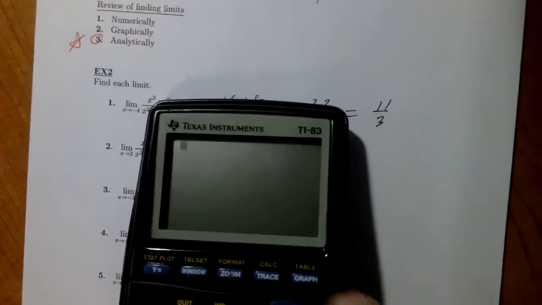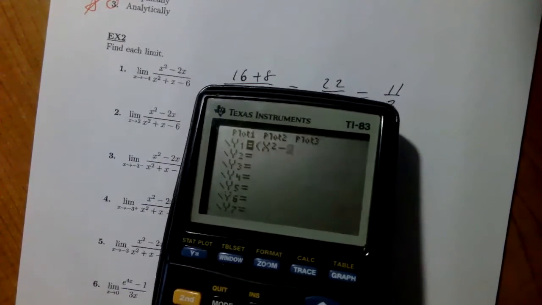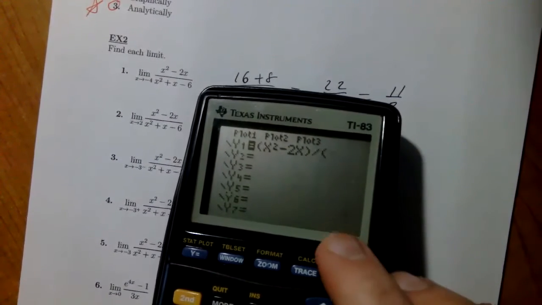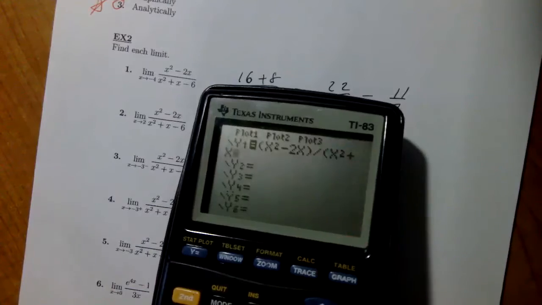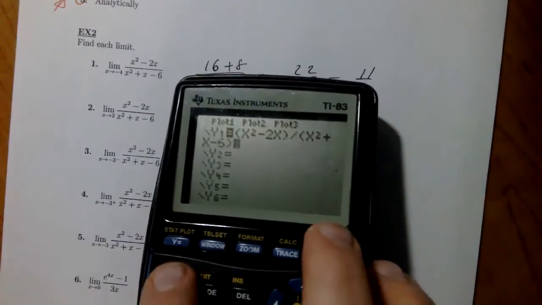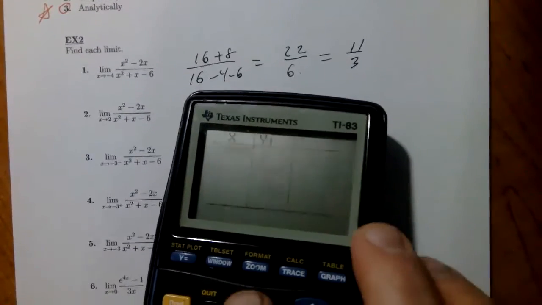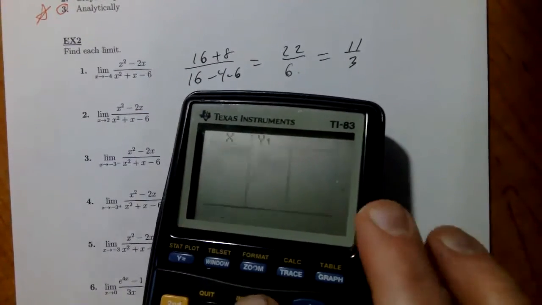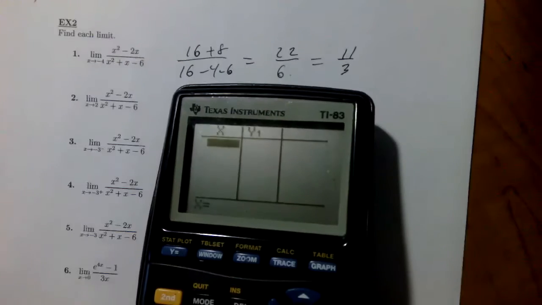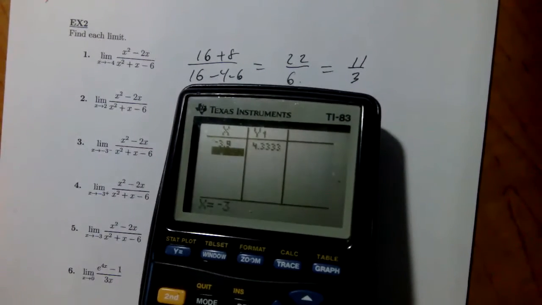Or again, what you could do is, if you actually typed in the function here, right? So x squared minus 2x divided by x squared plus x minus 6. Okay. So again, if you just went to the table, you could do it numerically, just hopefully refreshing some memories here. Things like -3.9, right? Or -3.99.